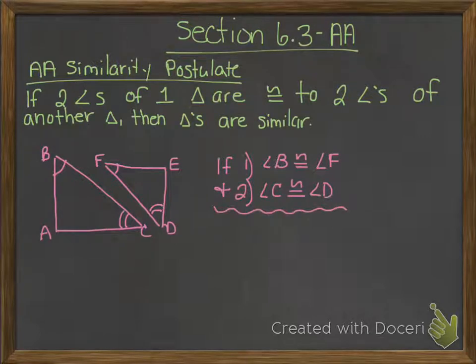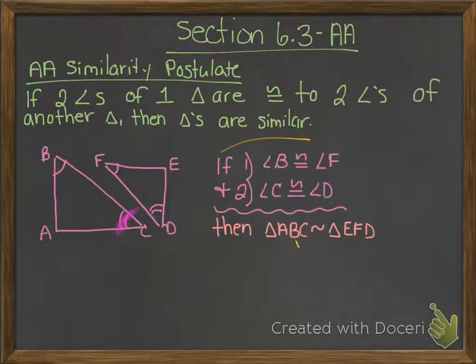So basically all we need for AA are two angles of one triangle that are congruent to two angles of another triangle. If this happens, then I know my figures are similar. So let's take a look at my triangles. I know that angle B is congruent to angle F because it says so. And I know that angle C is congruent to angle D because it says so. So I have an angle and an angle, so I have enough to use AA. So since this happens, I know that ABC is similar to EFD.